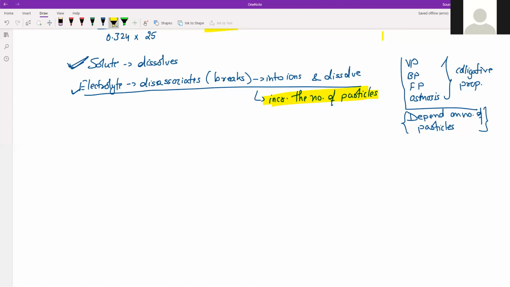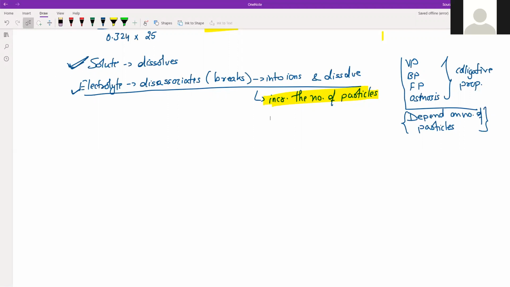Okay, and what is that? If the concentration is the same, but the solute is different, that means in one case the solute is non-electrolytic, and in another case it is electrolytic. So these two cases will have different colligative properties. For example, they will have different freezing point depression, different boiling point elevation, as well as different vapor pressure difference.